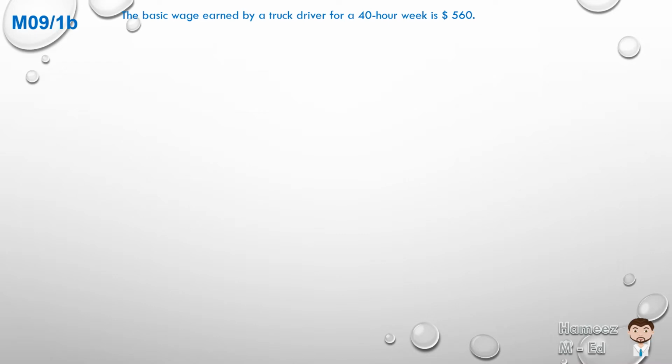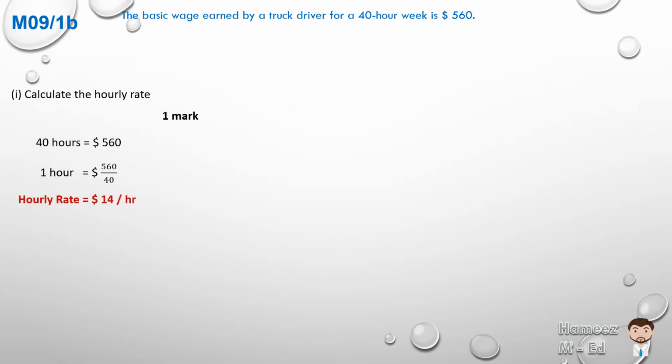May 2009, number 1B. The basic wage earned by a truck driver for a 40-hour week is $560. What that means is that without any overtime, his normal wage for the week will be that value. Part 1. Calculate the hourly rate. We can work this out as a simple ratio. If for the entire week he works 40 hours, that is equal to $560 wages. So for 1 hour, it will be 560 divided by 40. As such, his hourly rate works out to be $14 per hour.